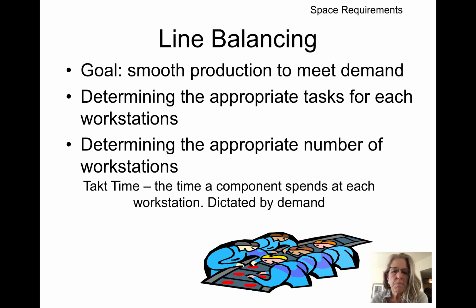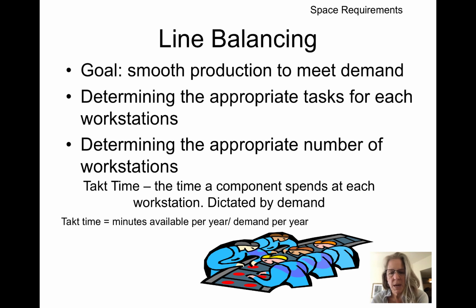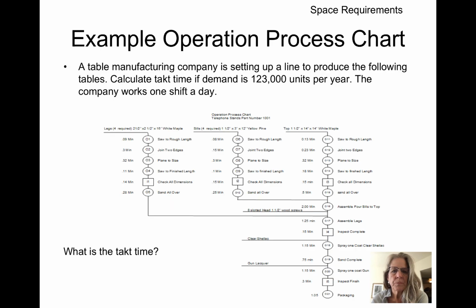It's expressed in minutes per workstation, and the idea of takt time actually has to do with the beating of a drum, that you would be processing something for a certain amount of time and then it would be passed to the next workstation. The calculation is actually minutes available per day divided by the demand per day, or minutes available per year divided by the demand per year, as long as they match, but it'll end up being minutes per item.